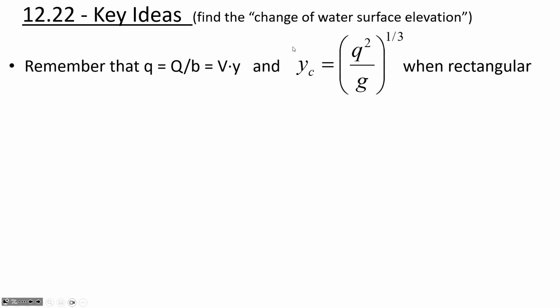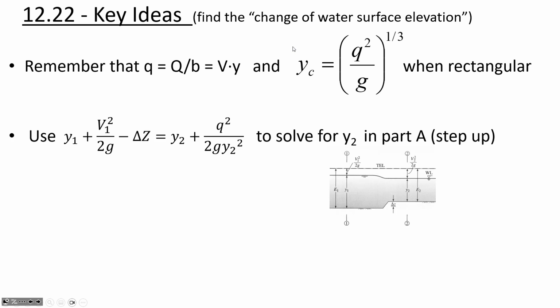All right, so with that foundation laid, the first thing that it's asking you to do is, in Part A, it's introducing the idea of a step up. Well, what we're going to do here is apply the specific energy equation, including the step up, which reduces the amount of energy that's available at location 2. So it's E1, meaning the depth and the velocity head at 1. So E1 minus the delta Z is equal to E2.